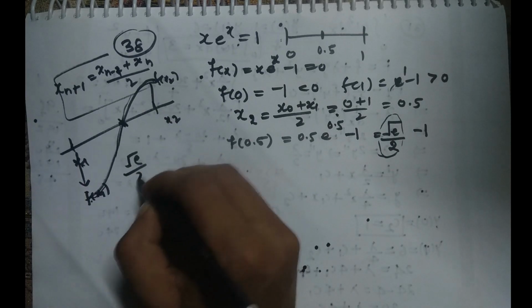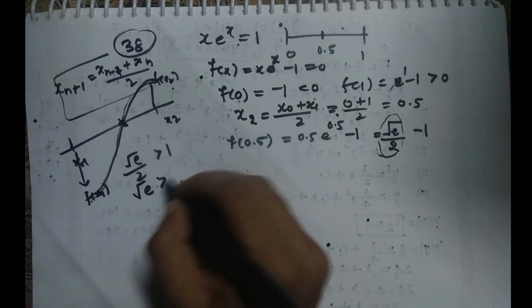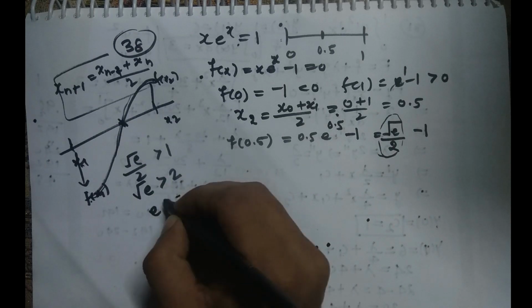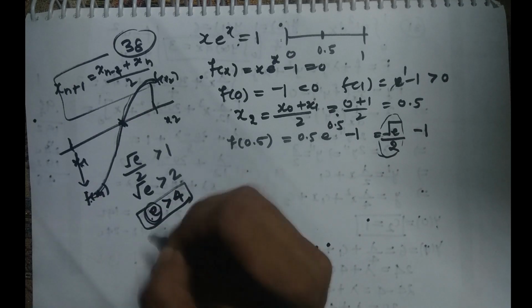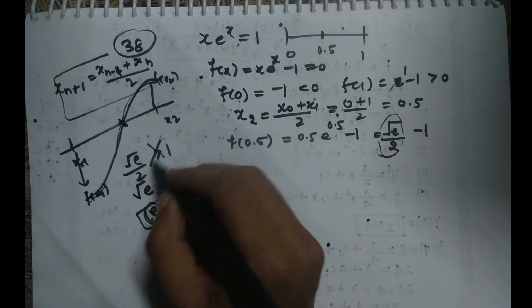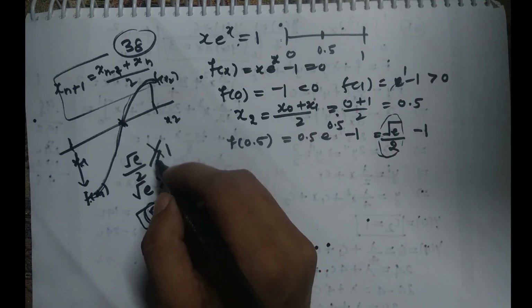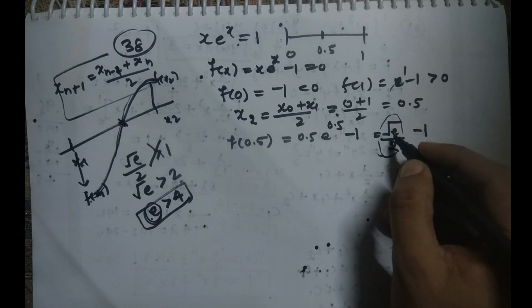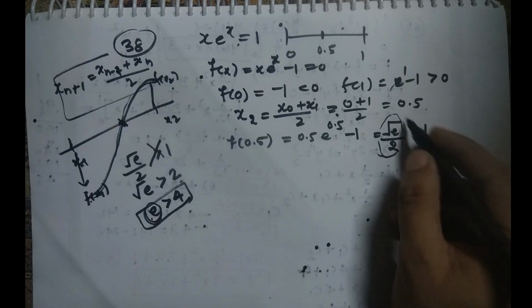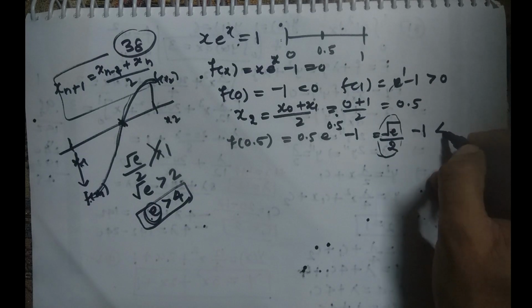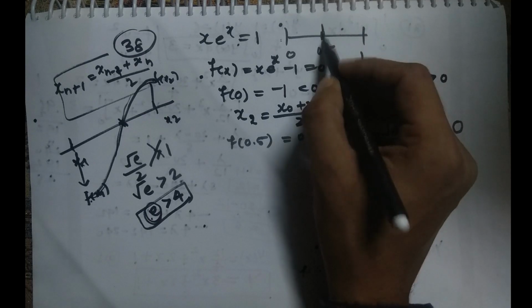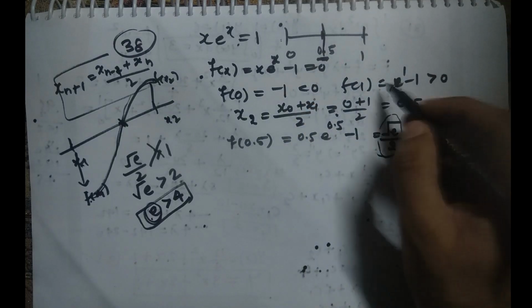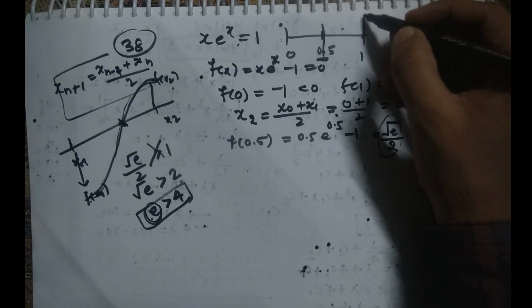Suppose root e by 2 is greater than 1, then what will happen? Root e will be greater than 2. If I square both sides, I will get e is greater than 4. Is the value of e greater than 4? Obviously not, because e is nothing but 2.7 something, which cannot be greater than 4. So root e by 2 cannot be greater than 1, means it has to be less than 1. So if it is less than 1, and if I subtract 1 from a value which is less than 1, I am going to get a negative value. So at 0.5 I am going to get a negative value. And for 1 we have already found that my image at 1 is positive, means what?